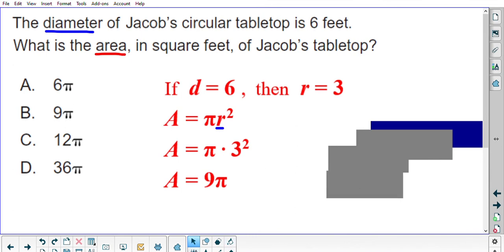Now notice, these answers were given in terms of pi, so you didn't even have to use your pi key in your calculator. All you really had to do was take the radius to the second power and then realize that would be multiplied times pi to get your area. So that's 9 times pi, which is choice B.